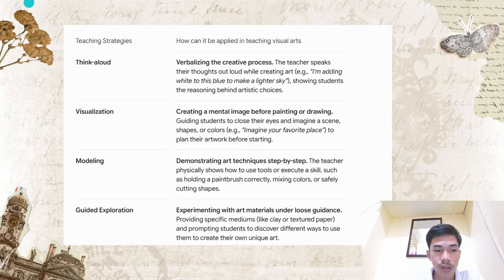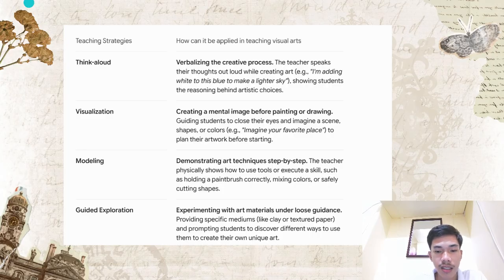So for example, since we're talking about teaching artistic skills in visual art in elementary grade, specifically in primary grade, grade 1. For example, when you ask them to draw a flower, you indicate that this is the petals, this is the leaves, this is the stem, or this is the flower base. You indicate what color the petals are, what color the leaves, the stem, or the flower base are. In that way, the children will understand.